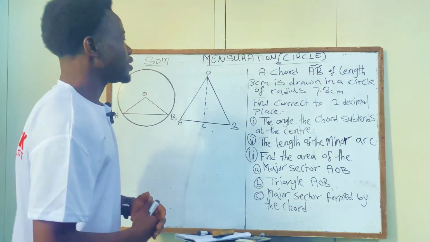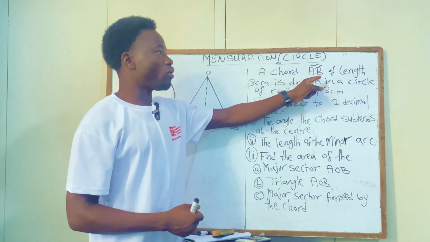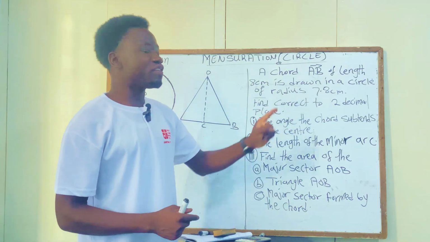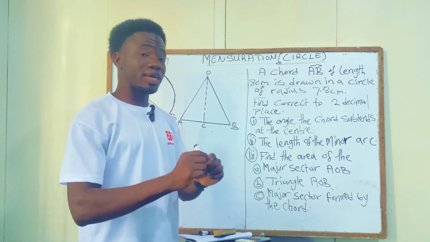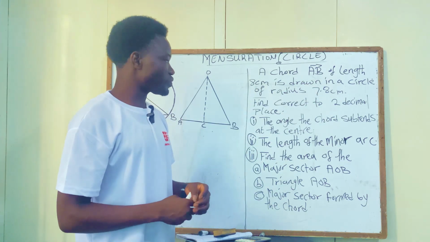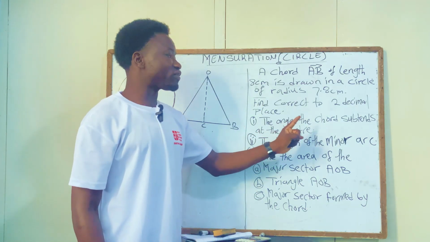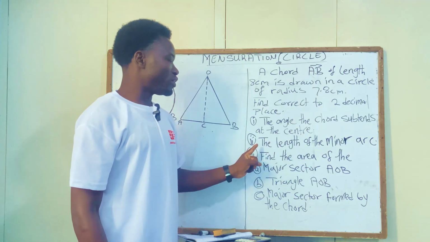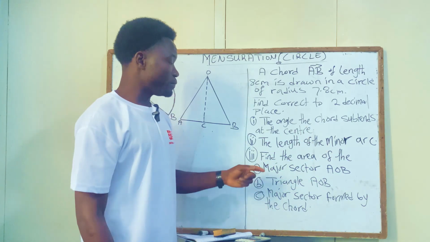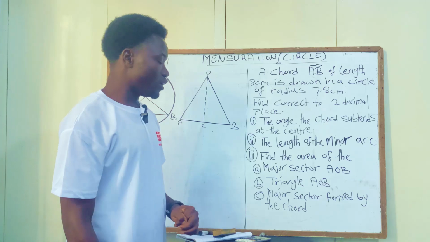So this is a very nice question under mensuration on the circle properties. A chord AB of length 8 centimeters is drawn in a circle of radius 7.8 centimeters. So you measure 7.8 centimeters, you draw a circle. That is where the chord was drawn. Find, correct to 2 decimal places: the angle the chord subtends at the center, the length of the minor arc, the area of the triangle AOB, and the area of the major sector formed by the chord.